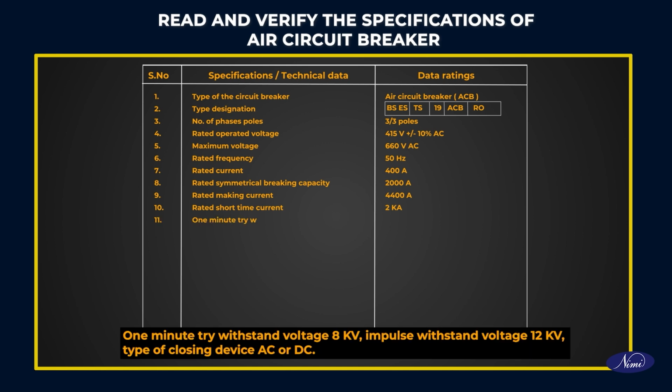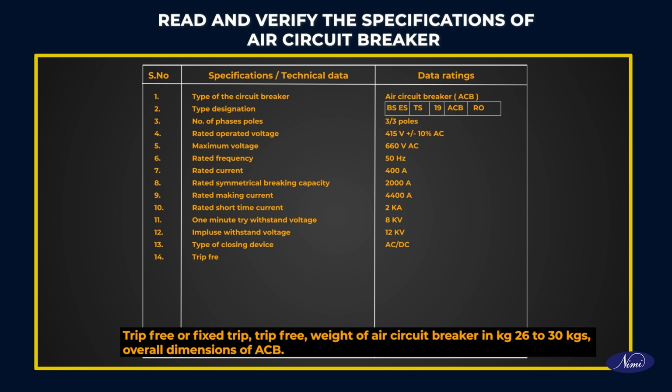1 minute dry withstand voltage: 8 kV. Impulse withstand voltage: 12 kV. Type of closing device: AC or DC. Trip free or fixed trip: trip free. Weight of air circuit breaker: 26 to 30 kgs.